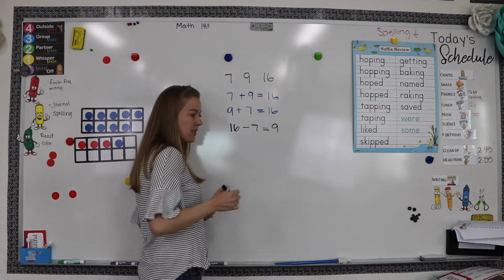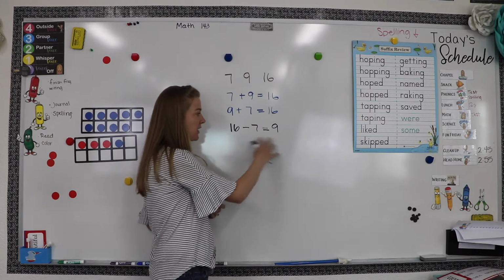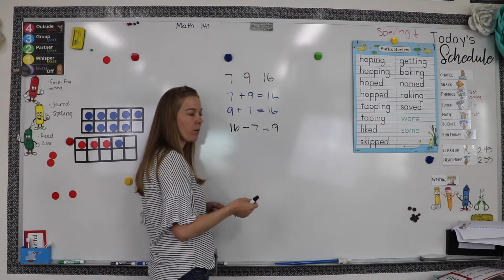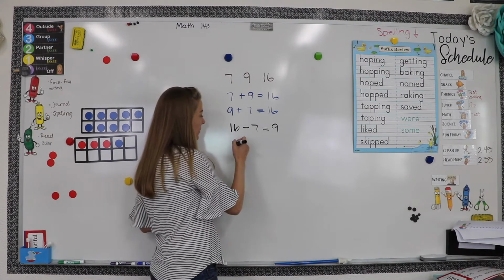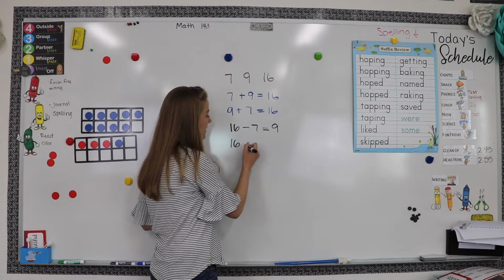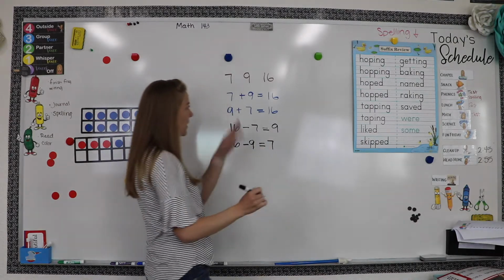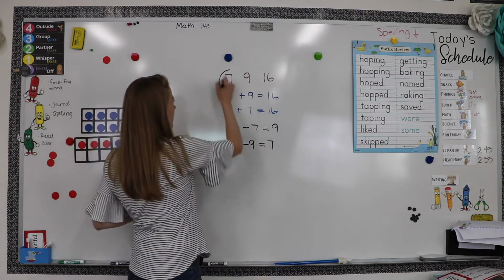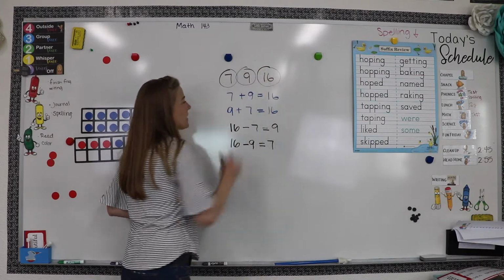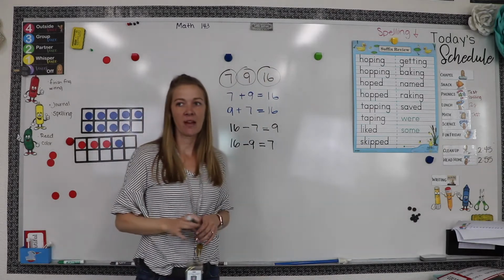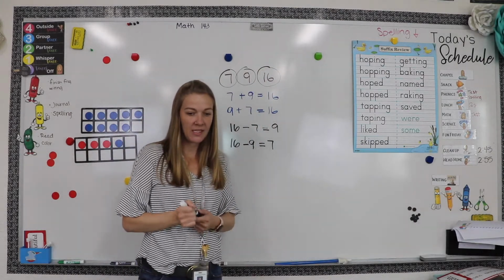Now I'm going to make another subtraction sentence. Do I start with any of these other numbers? No. What do I start with? The biggest number, which is 16 subtracted by 9 equals 7, right? Did I pick any other numbers other than these 3 right here? No, I did not, because then I would be going outside the fact family. So make sure that you are staying in the fact family.